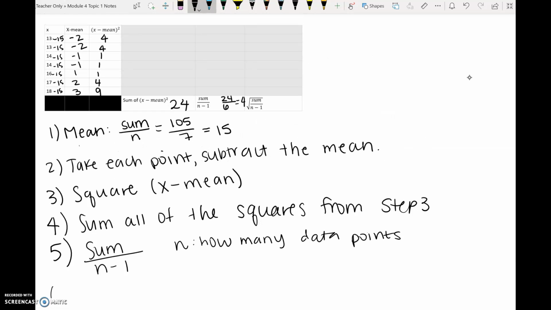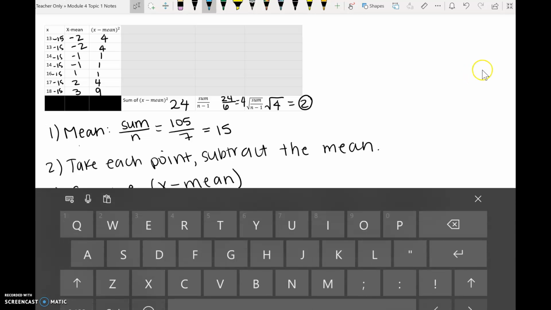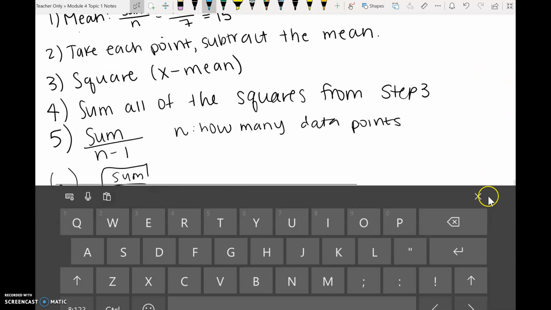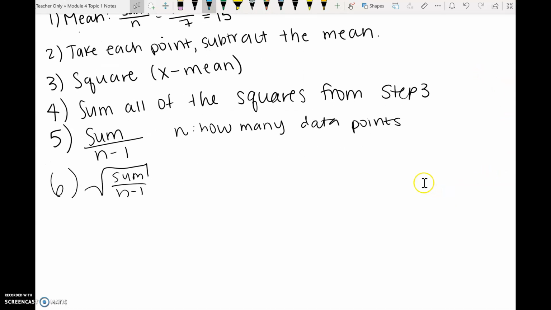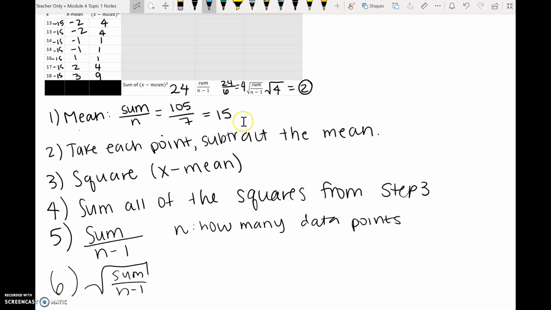So the last thing I'm going to do then is take the square root of the sum divided by n minus 1. So the square root of 4 in this case, which is 2. So these are the steps for finding standard deviation, and you can definitely use a calculator and take your time. This table, though, is to help you organize your steps and make sure you have everything in order.